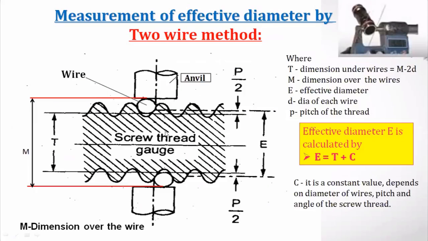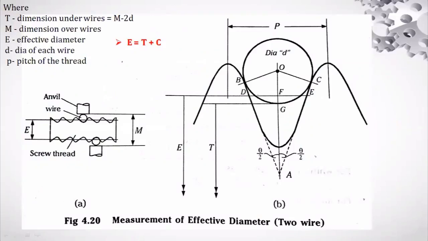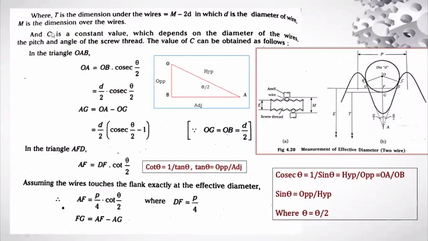M means distance over the wires. The same is represented here, where T is dimension under wires, which is M minus 2 times the d. You can observe in this image the T value is shown under the wire. These double arrow marks on the screen mean it is a continuation. If you continue over this side, it will be continuous from the bottom of this wire to this wire. The distance is T, which is M minus 2 times the d, where d is the diameter of the wire and M is the dimension over the wires. See here, C is a constant value, which depends on the diameter of the wires, the pitch, as well as the angle of the screw thread.